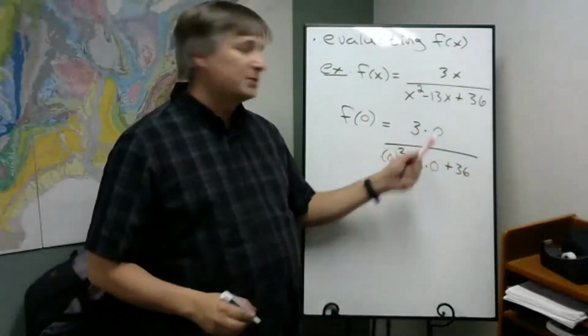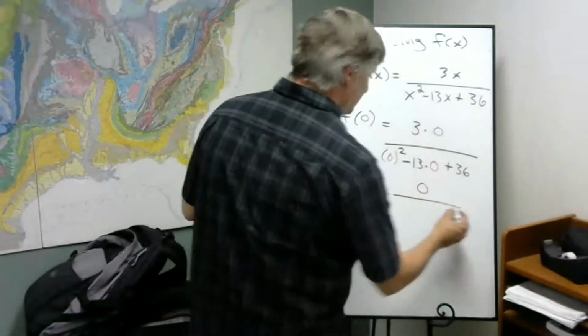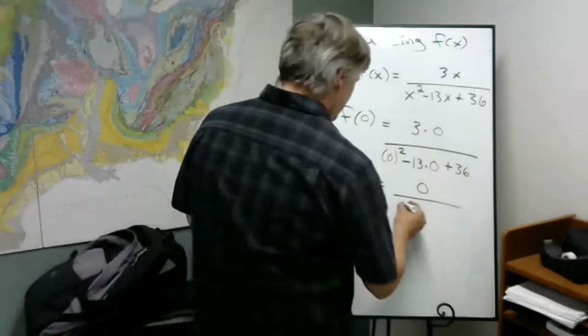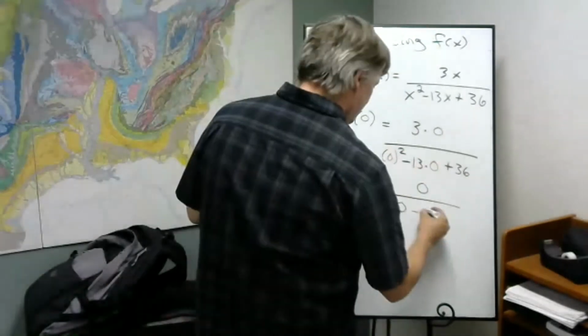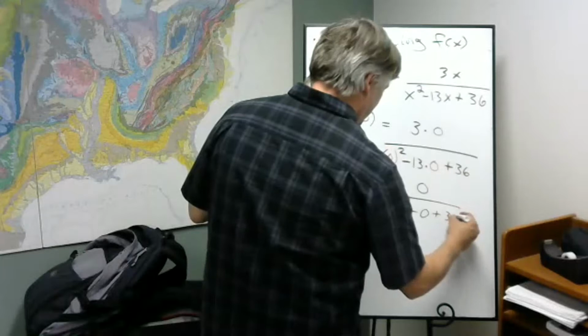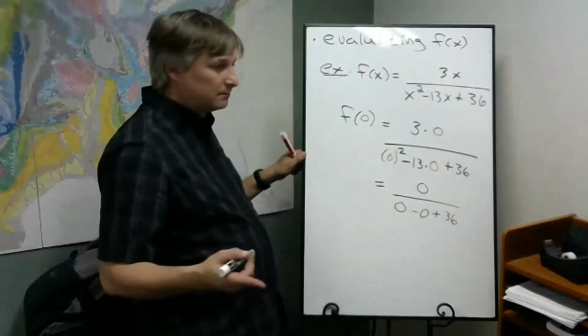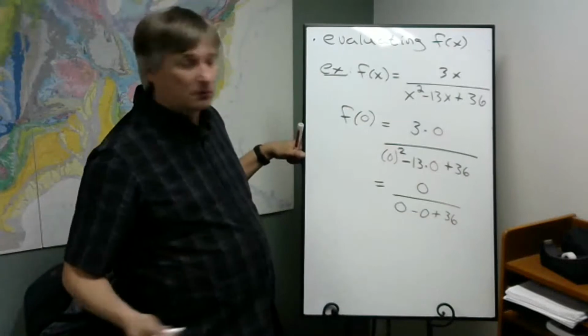So 3 times 0 is 0. So 0 is on top, which is totally fine. 0 squared is 0. 13 times 0 is 0. And then we're adding 36. So 0 minus 0 is 0. And if we add 0 to 36, we just get 36.